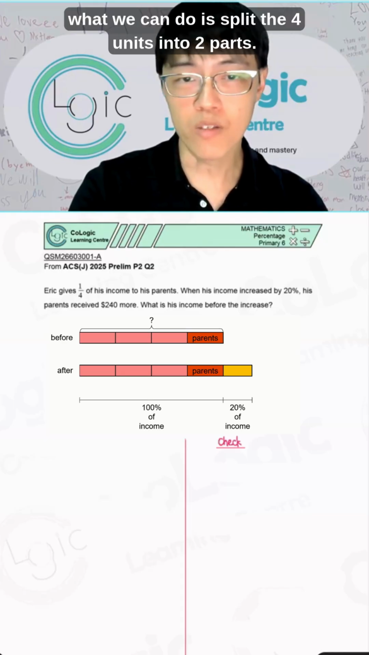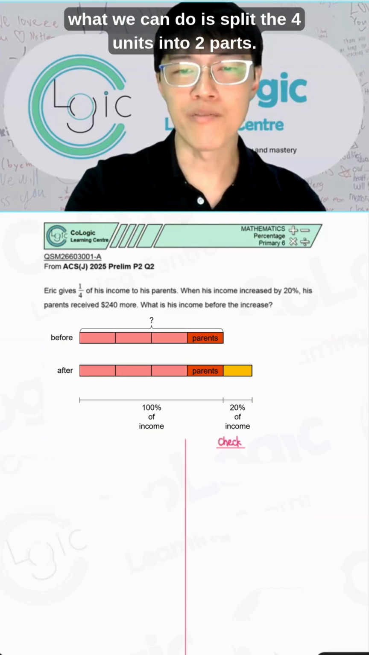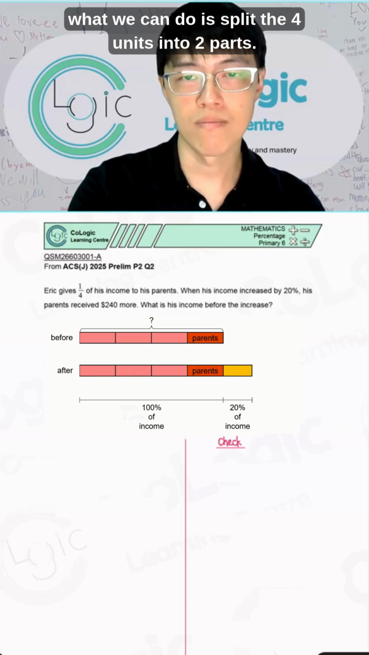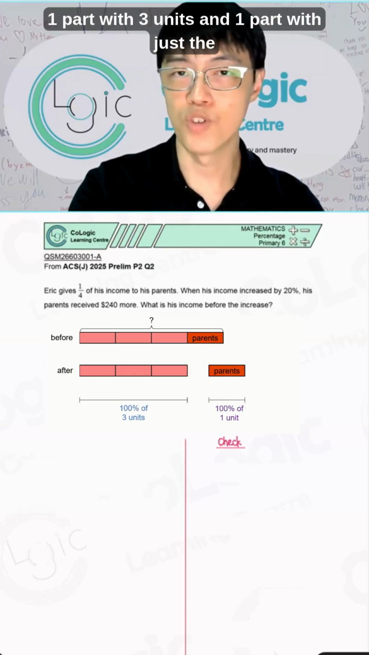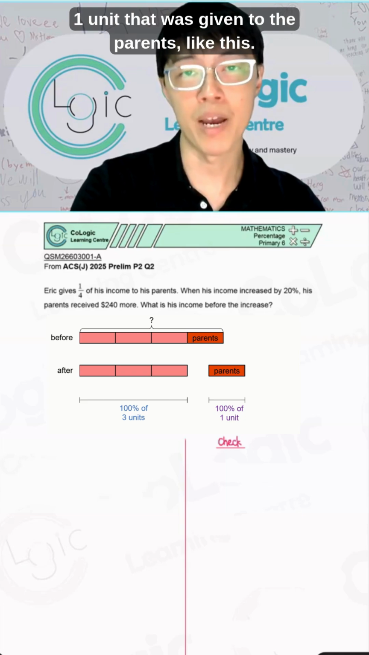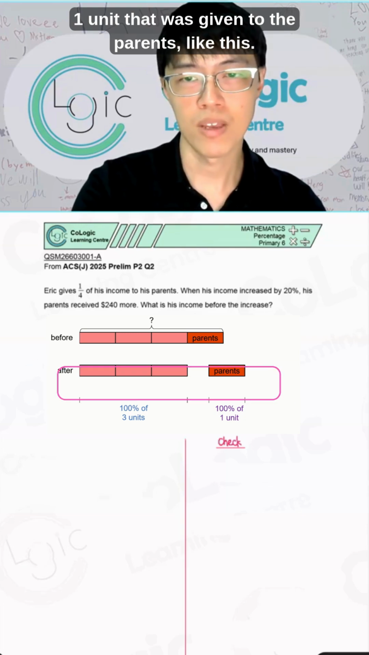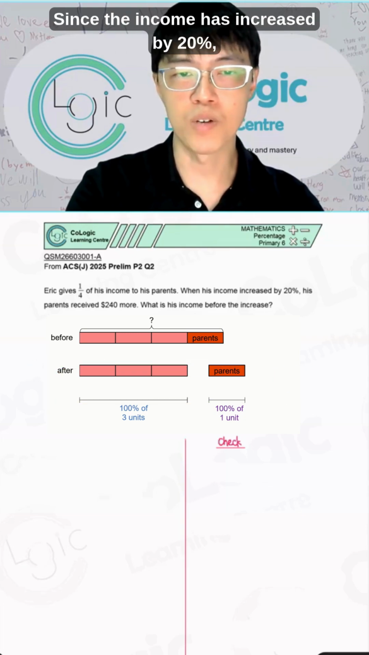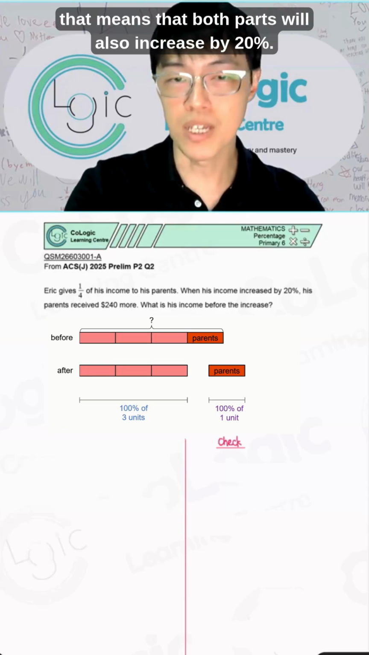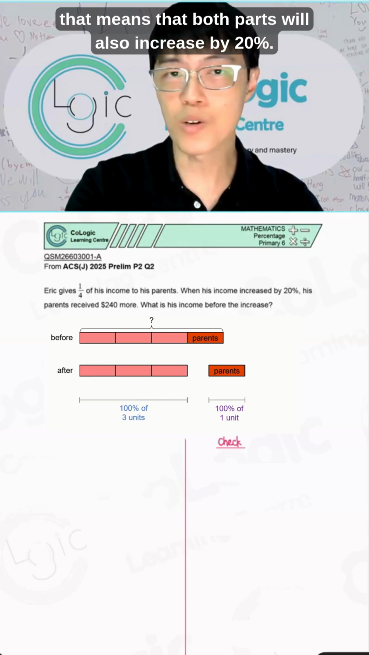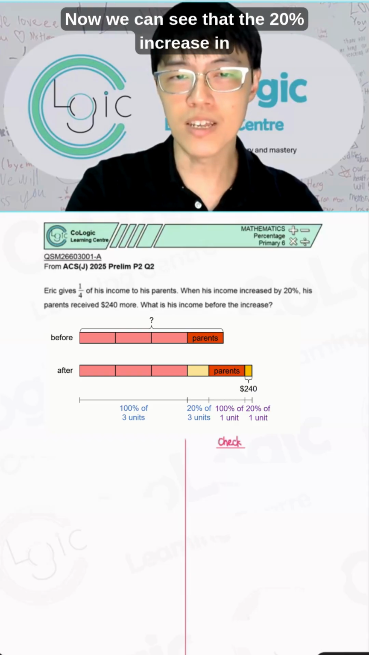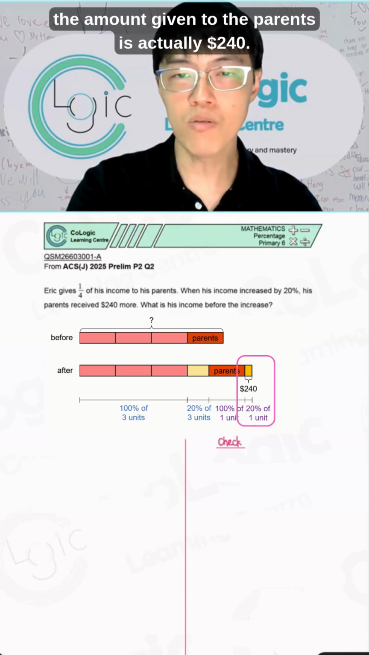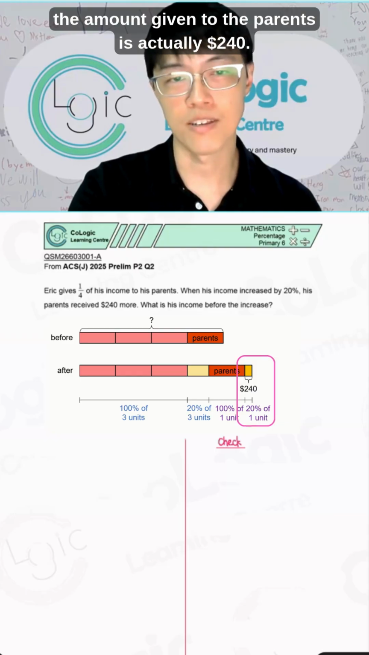So instead, what we can do is split the 4 units into 2 parts. One part with 3 units and one part with just the 1 unit that was given to the parents, like this. Since the income has increased by 20%, that means that both parts will also increase by 20%. Now we can see that the 20% increase in the amount given to the parents is actually $240.